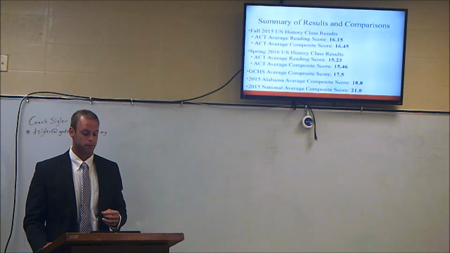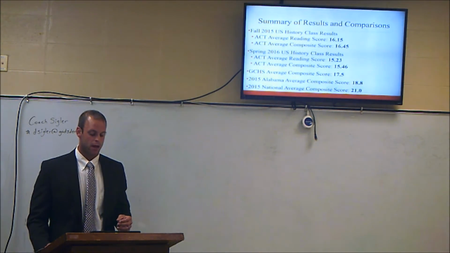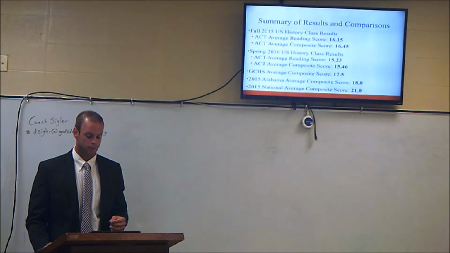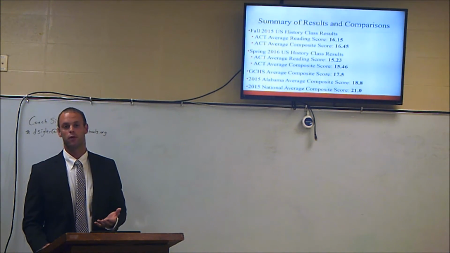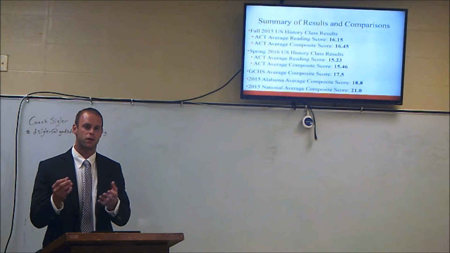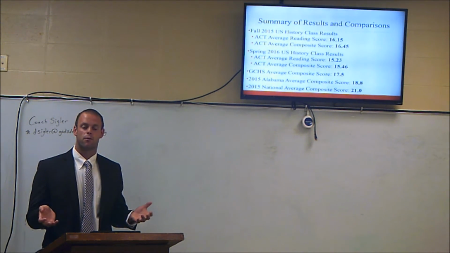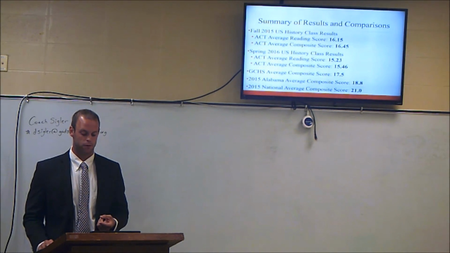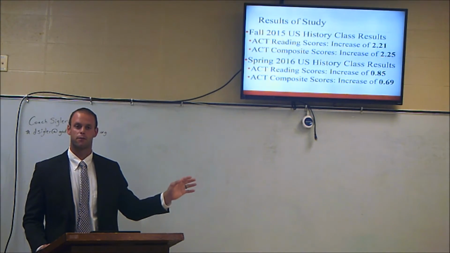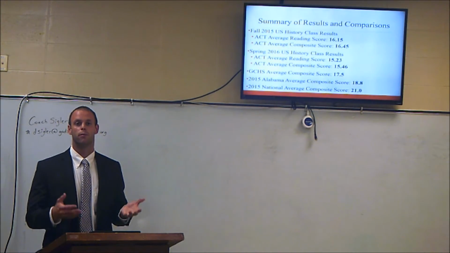Now, we can look at the state average, which is 18.8 for 2015. And when you look at the average composite here, for both the fall and the spring, 16.45, 15.46, it's not 18.8. So my students did not achieve the state average on the ACT, but looking at it from a more positive perspective, they did have increases. The increase of 2.25 on the composite for the fall and 0.69 for the spring. We'd like that to be more, but we did have an increase.